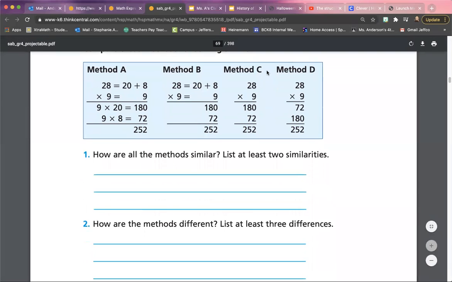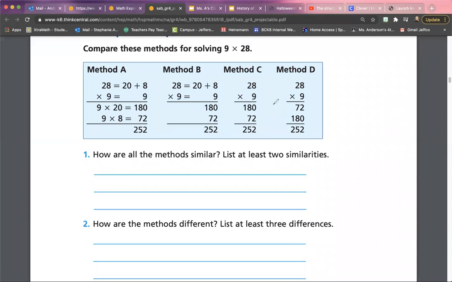Hopefully you were able to notice that in method A, they wrote out exactly how it was distributed, 9 times 20 and 9 times 8. Method B, that goes away. Method C, we no longer have 28 split into 20 and 8. It's just combined. And then also in method D, you'll notice they have 72 before 180. And I want you to ask yourself before I answer why. What do you think they did to get 72 before 180? You could look over here to help you in method A if you want.